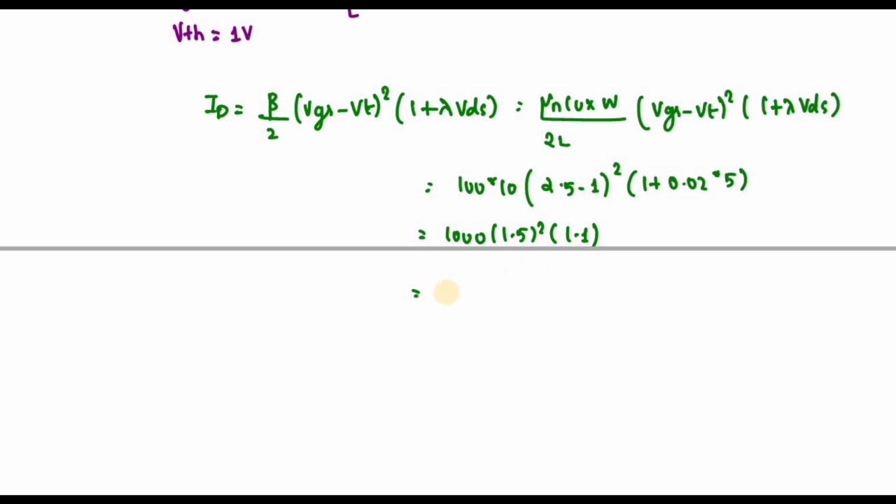So 1.1 into 1000 into 1.25. That is 2.25, so 2250.